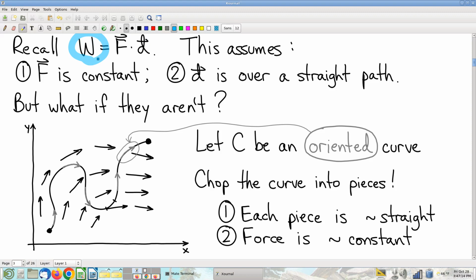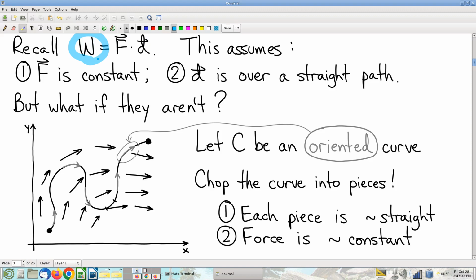You're not really doing any work at all, and you're creating kinetic energy. So it's literally negative work. So the direction you're going matters. That makes work a fundamentally different kind of quantity than mass or area or something like that.